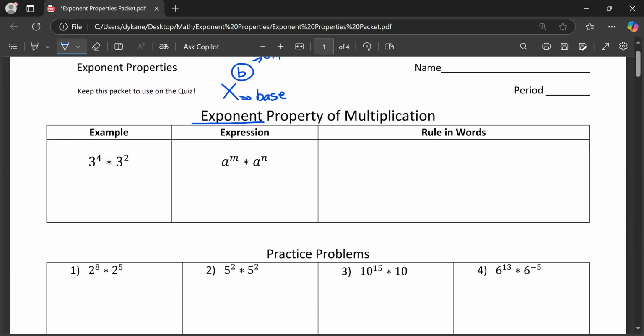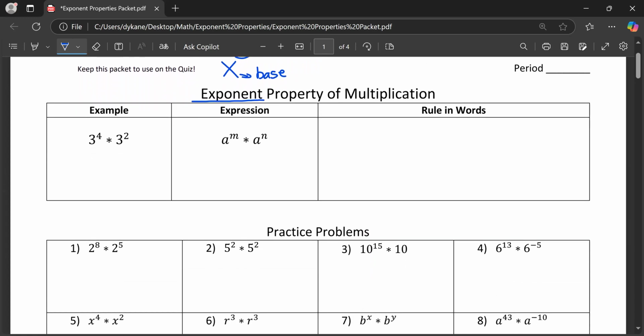It's the property of multiplication. So we have an example here. I have 3 to the 4th power times 3 to the 2nd power. Exponents just mean repeated multiplication. So if I break this down, 3 to the 4th power really means 3 times 3 times 3 times 3. 3 to the 2nd power means 3 times 3. And I'm multiplying these two together. So I have 3 times 3 times 3 times 3 times 3 times 3.